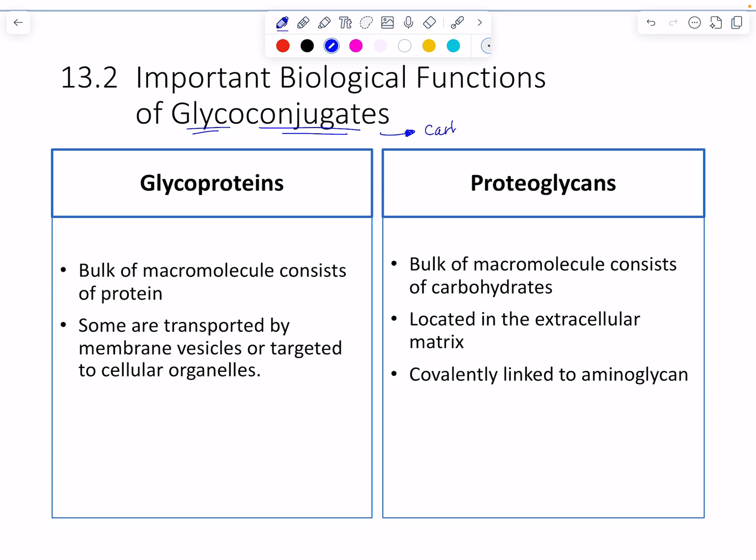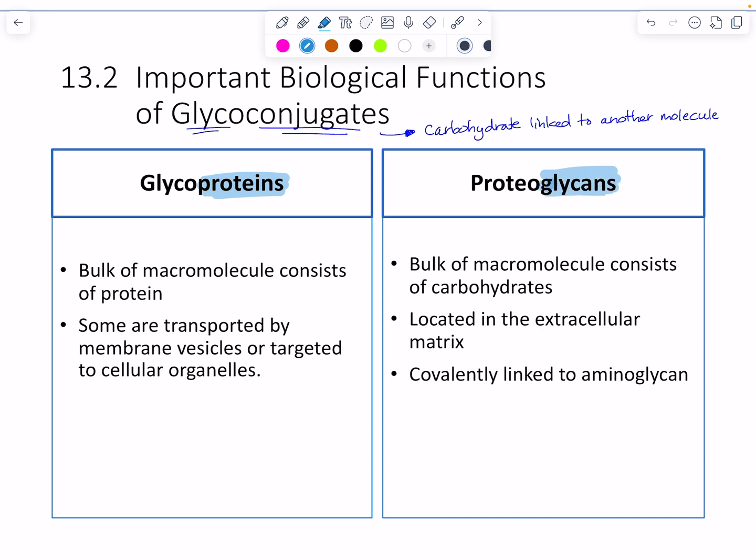So we've got a carbohydrate linked to another molecule, and it can be a protein, it can be a lipid, and we'll talk about a few examples of that. So the difference between when we call it a glycoprotein or a proteoglycan is which part of the molecule is there more of. A glycoprotein has more protein, and a proteoglycan has more glycan.